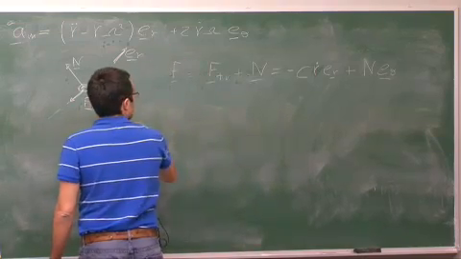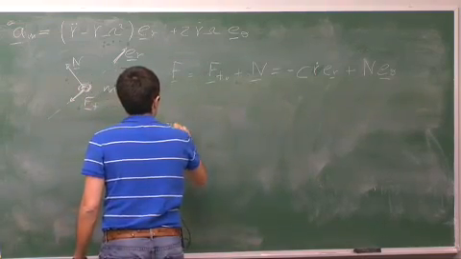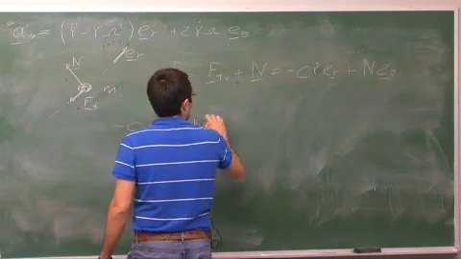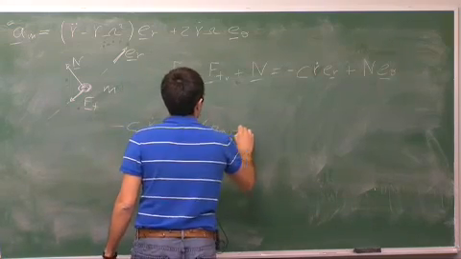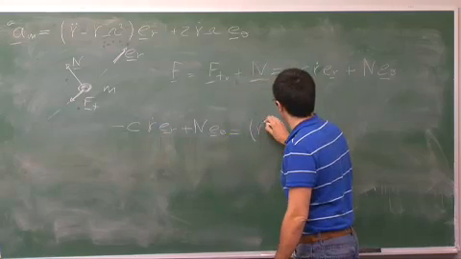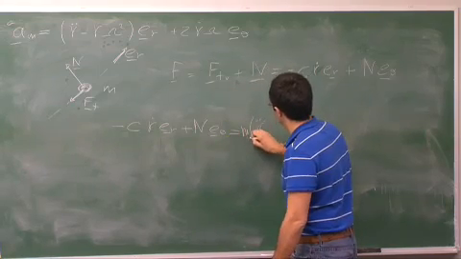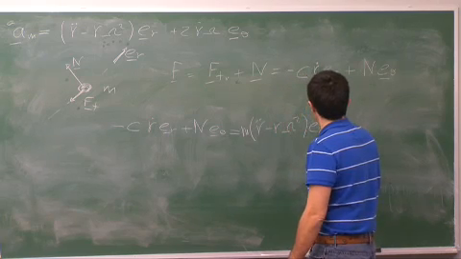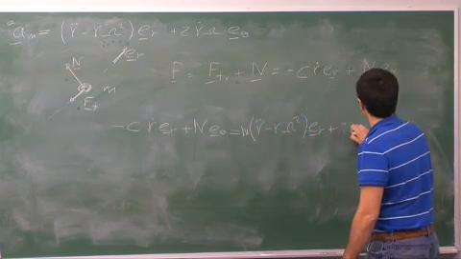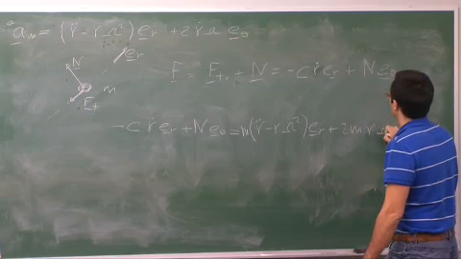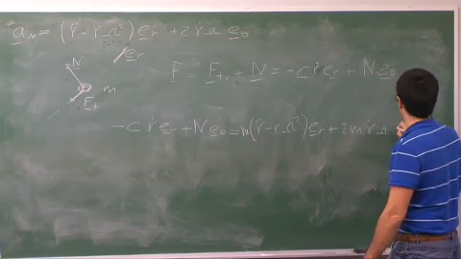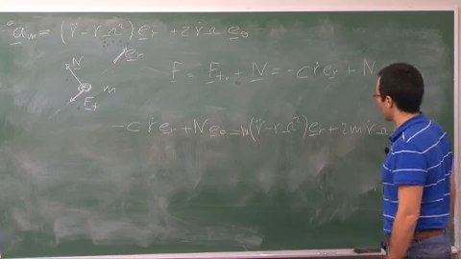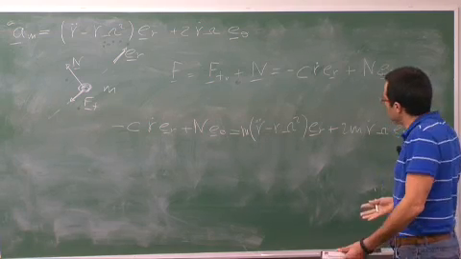So I have minus C r dot little e_r plus N little e theta, which is equal to, it's already in the right order, m r double dot, there is a mass here, minus r omega squared little e_r plus 2m r dot omega e theta. Now, I want the differential equation of motion.